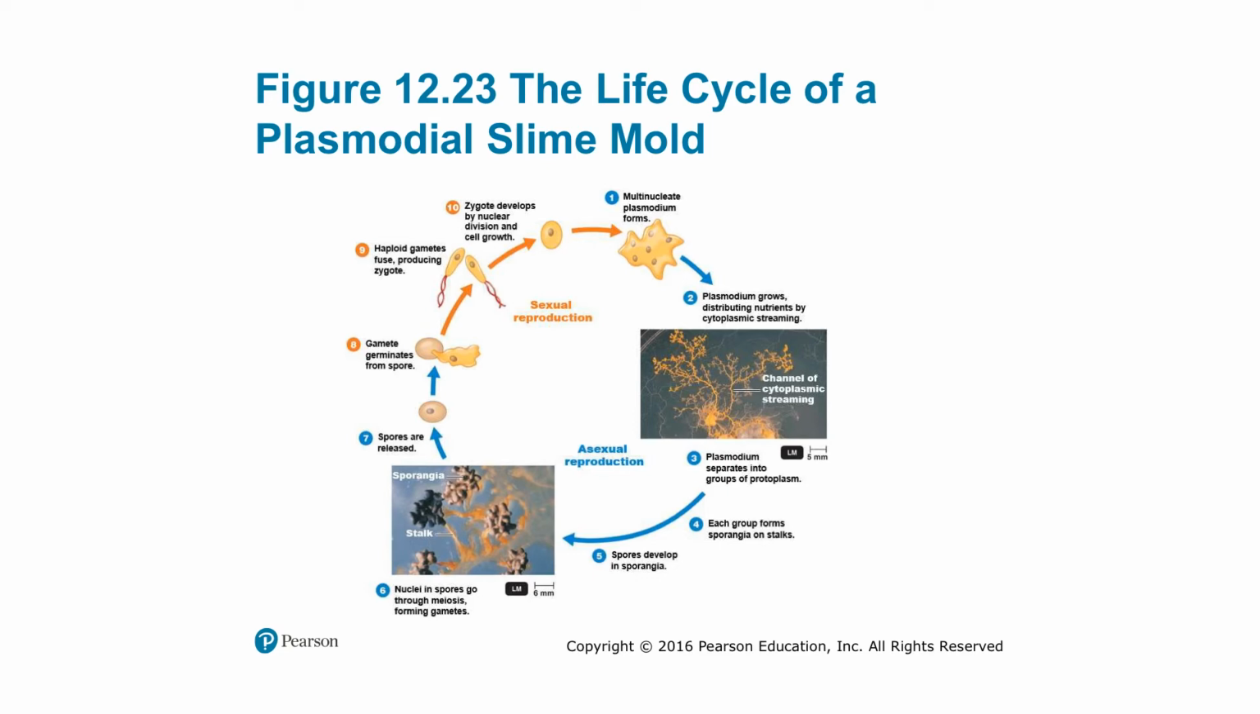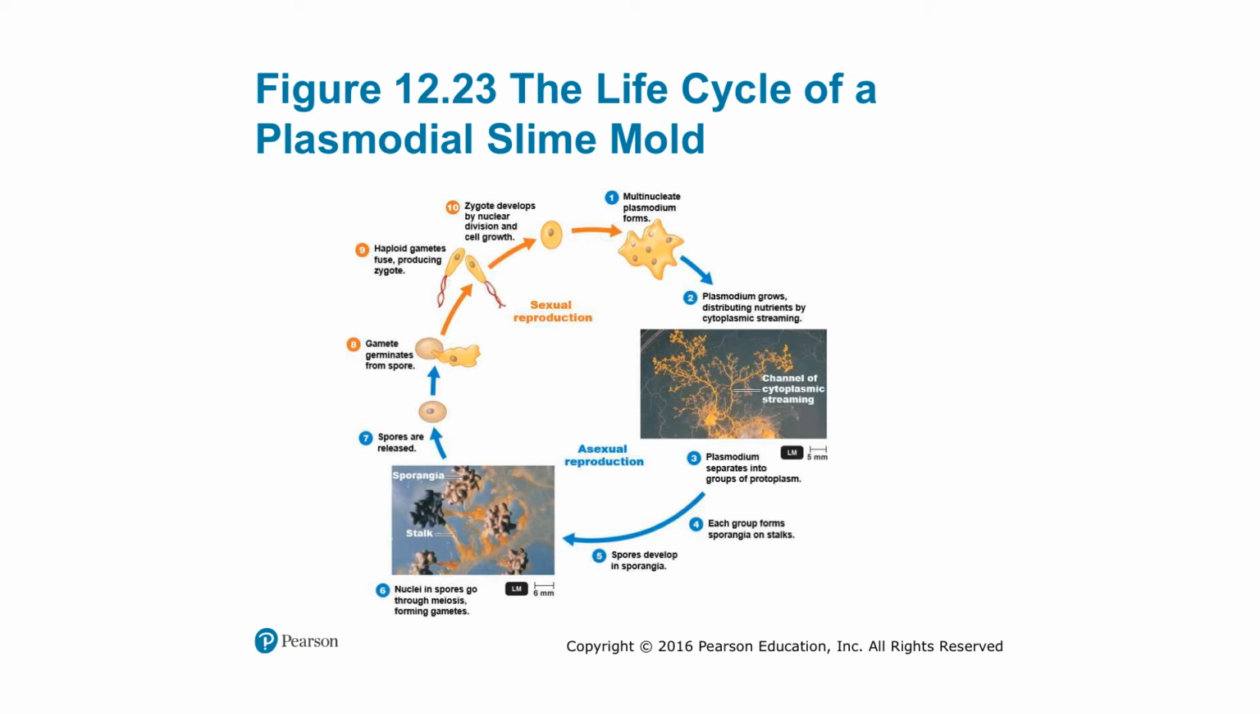And so the plasmodium separates into groups of protoplasm, and each group forms sporangia on stalks. And so then spores begin to develop in the sporangia, and the nuclear spores go through meiosis, forming gametes. When these spores get released, the gamete then germinates from that spore, and haploid gametes fuse, producing the zygote, and that zygote develops a binuclear division and cell growth, and then turns into a multinucleate plasmodium again.